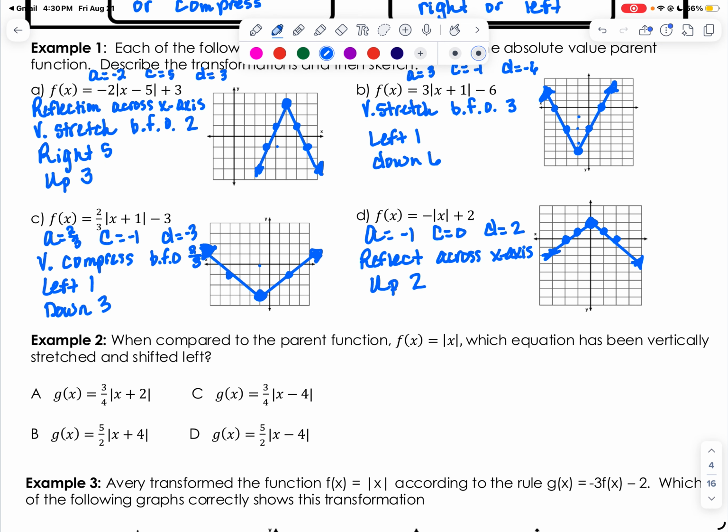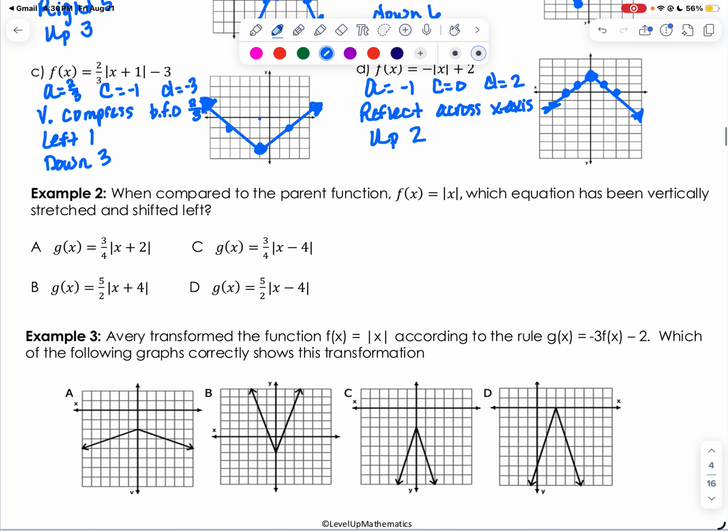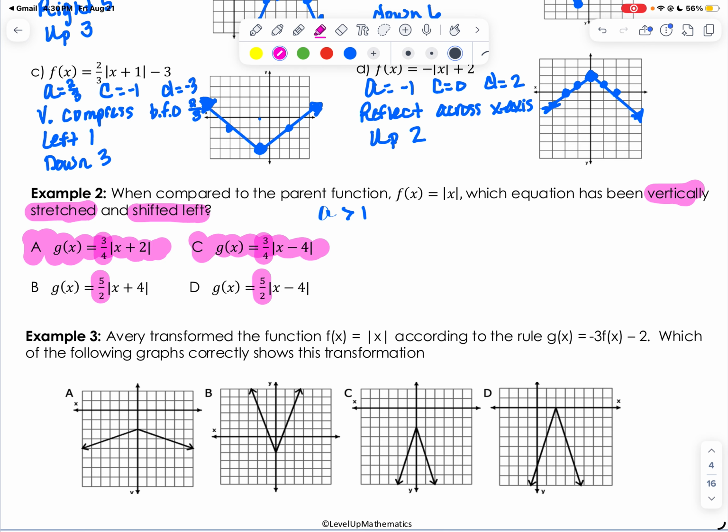All right. Example 2. When compared to the parent function f of x equals absolute value of x, which equation has been vertically stretched and shifted to the left? To be vertically stretched, a must be greater than 1. So I want to look at all of my a values. I have 3/4, 3/4, 5/2, and 5/2. I want to get rid of any answer where the a value is smaller than 1. So I can get rid of a and I can get rid of c. It's got to be b or d, because 5/2 is equivalent to 2.5, and that's greater than 1.